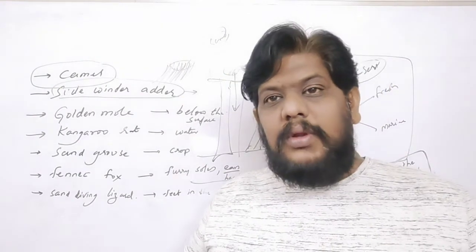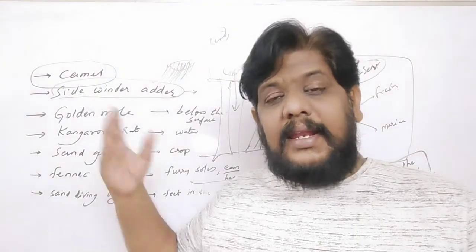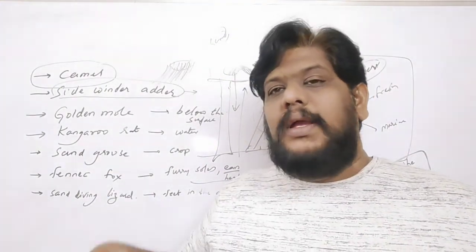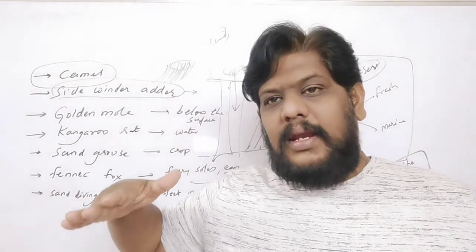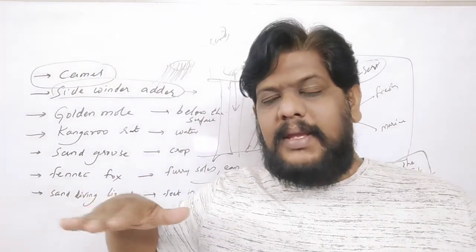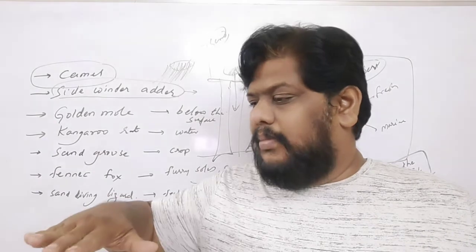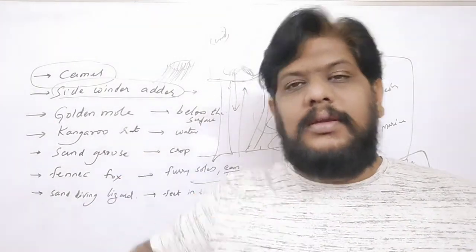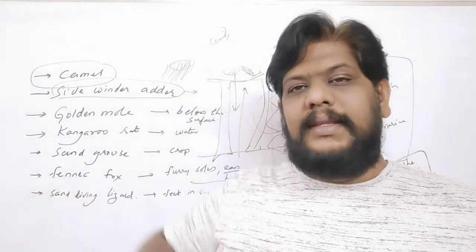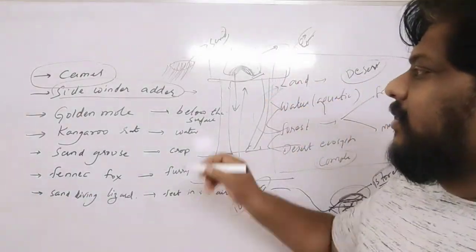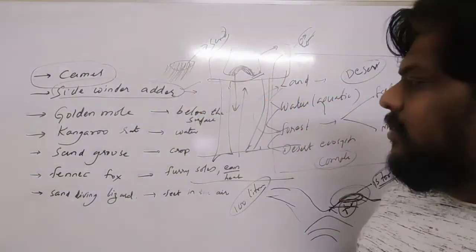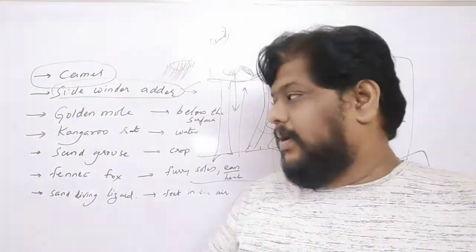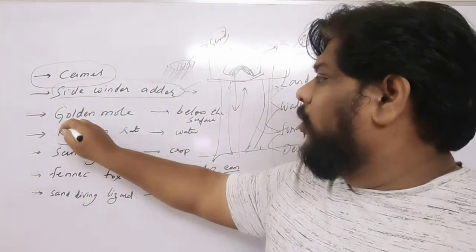So that is their kind of adaptation, to move in such a way that the body does not touch the ground completely. It will only press one side of the body to the ground, not the whole body like this. So that is how they escape the heat of the sand. Okay, and the second one is the golden mole.